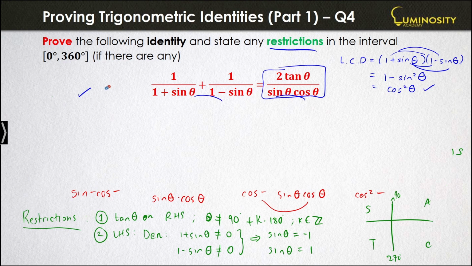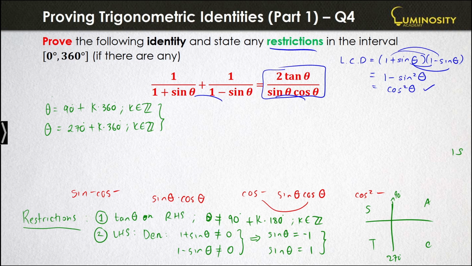So for sine theta equals 1, theta is going to be 90 degrees plus k times the period of sine, which is 360 degrees, for k an integer. And then for the -1 solution, it's going to be 270 degrees plus k times 360 degrees, where k is an integer. So those are the two solutions.